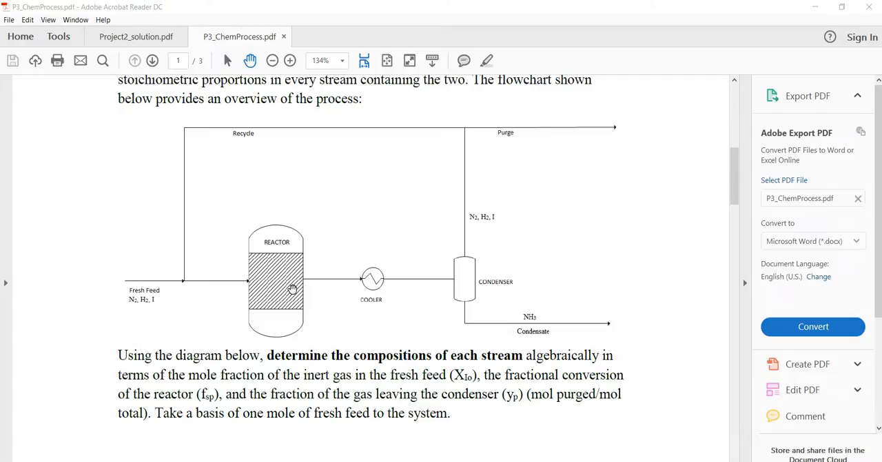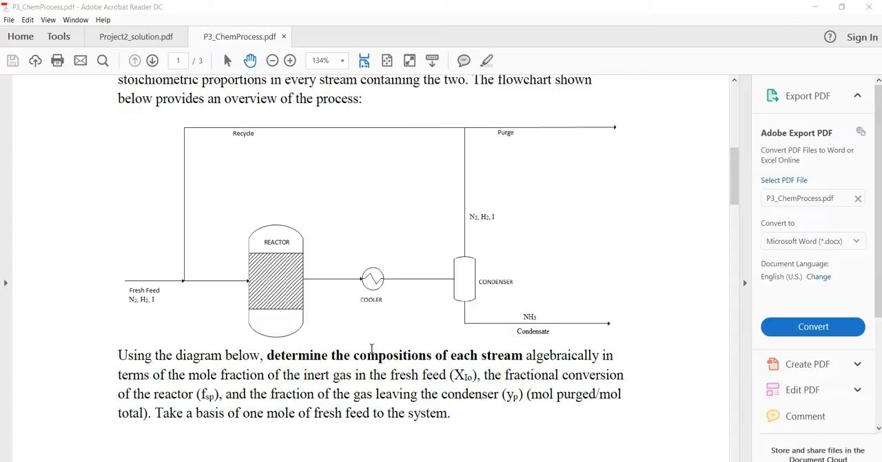Now, our project gave us a description of a typical plant cycle where fresh feed is combined with a recycled stream into a reactor where it reacts stoichiometrically. Then the gas stream is fed into a cooler, which condenses the ammonia out, and the remaining gases are fed back towards the stream, where one stream becomes a recycle, while one stream is purged out of the system.